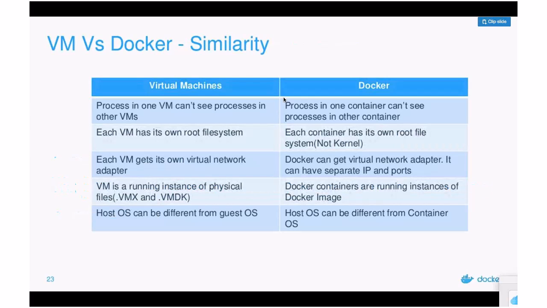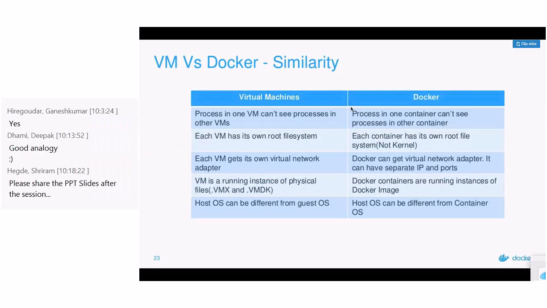Let me talk about similarity, because that will give a complete idea about how Docker is different from virtual machines. Under virtual machines, the process in one VM, you can't see the process in other VMs, because they are completely isolated. Unless you use some kind of tool where you SSH to the machine and see what processes are running, every VM is isolated unless there is some networking protocol in between them.